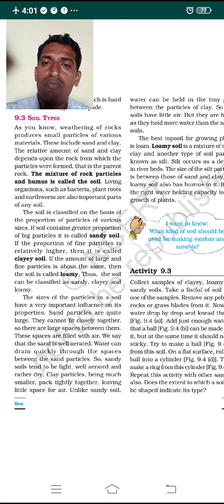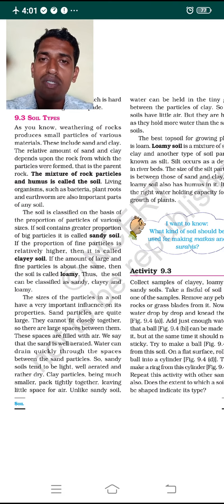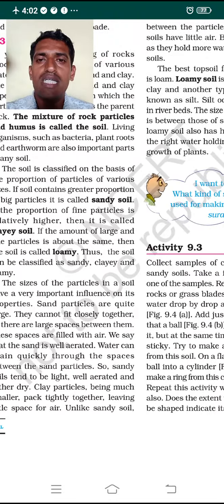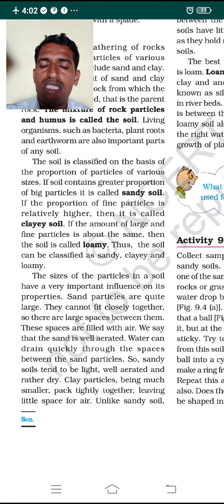So the types of soil we have understood. Now we have to learn about the properties of each kind of soil. First let us study the properties of sandy soil. See, the size of the particles of any soil has a very important influence on its properties.